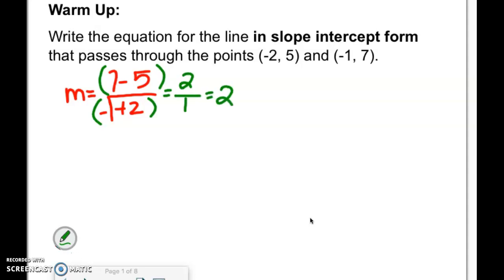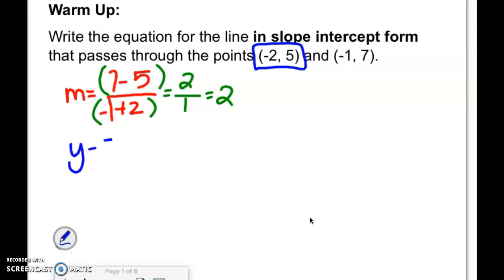So my slope is 2. All right. Now I have 2 points. I can pick either one. It actually doesn't really matter which one. And I'm going to use it in the equation, the point slope form. Now you can use either equation. That's just fine. You're going to end up at the same answer.